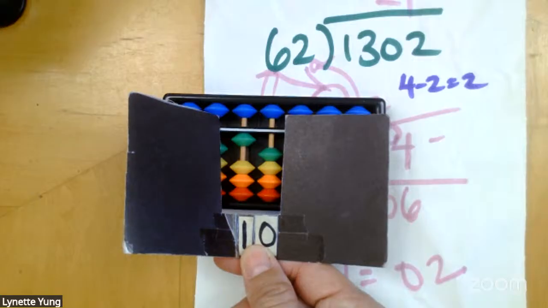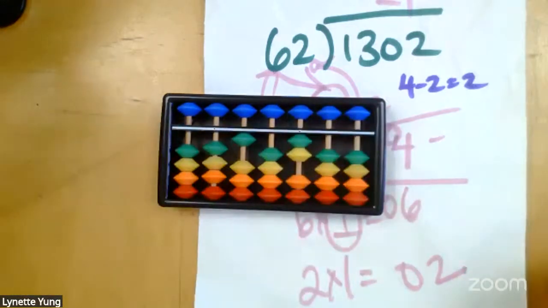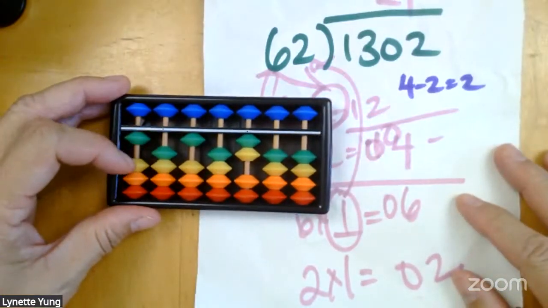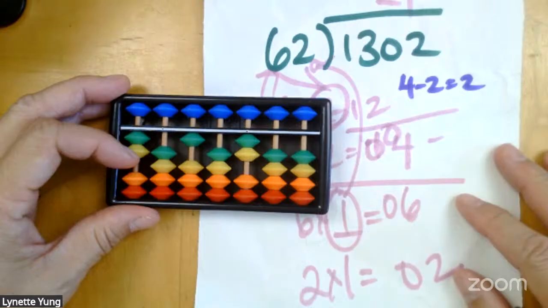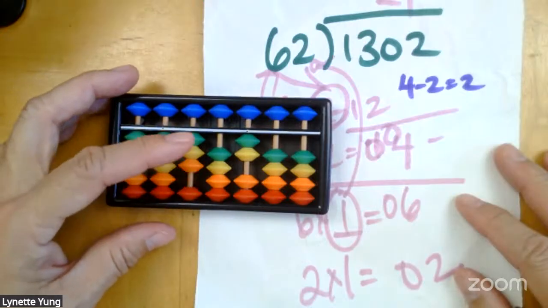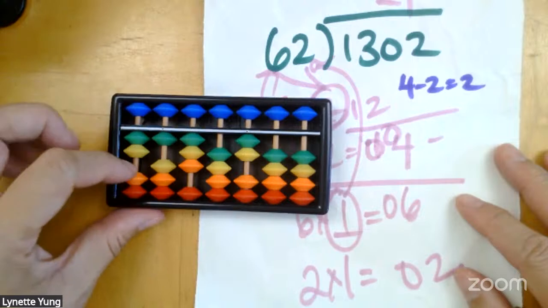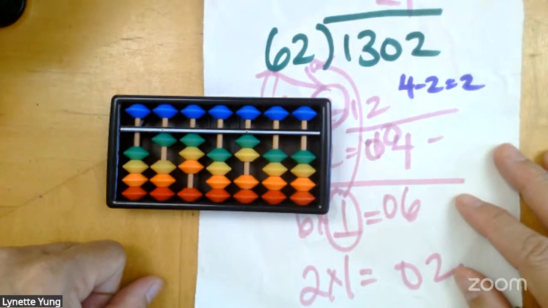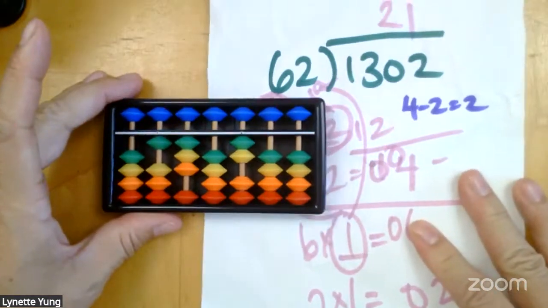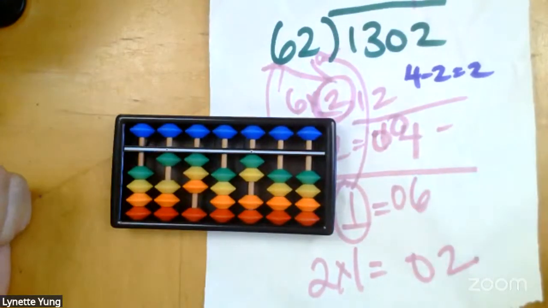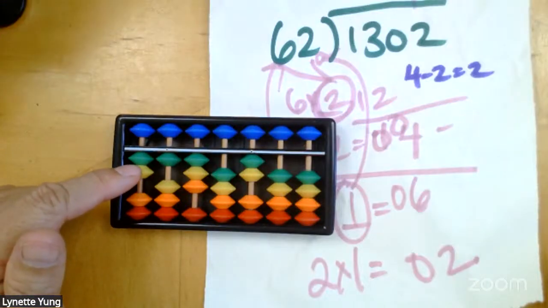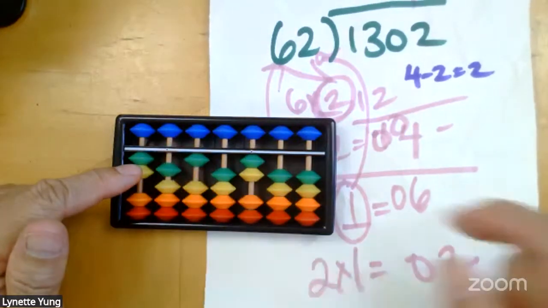Okay, so go a little further. On the abacus, we put 1, and we put 3, and we put 0 and 2. The very far rod has nothing on it because we haven't started to put our quotient on there. 6 times 2 is 12, so you add the 2 here. That's my quotient. Then we subtract the 12: take away 1, take away 2.